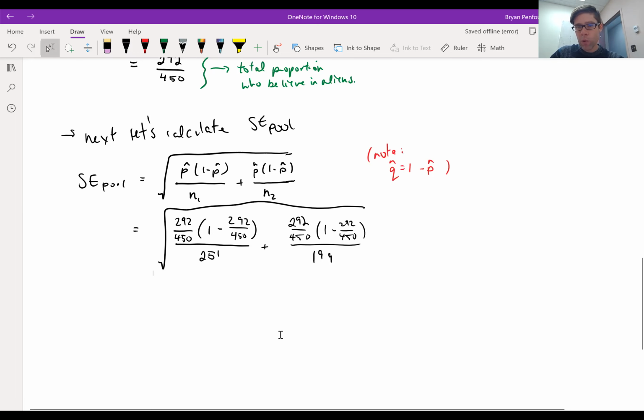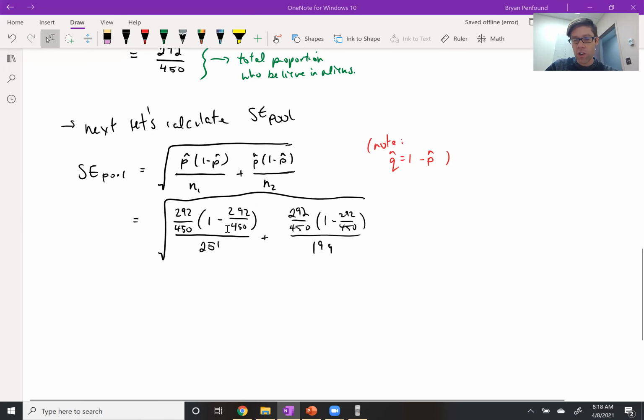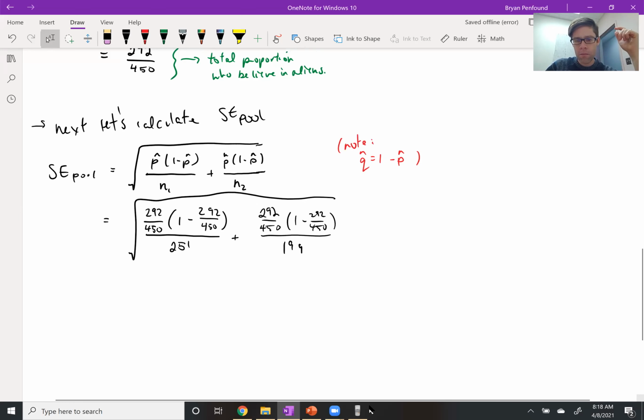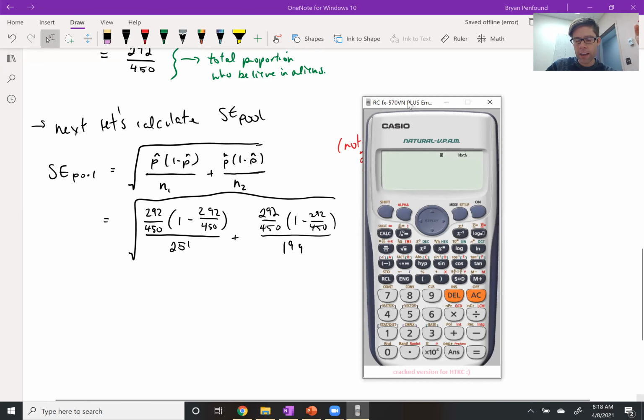This is going to be the most annoying step, in my opinion. I know that on the assignment that I gave you, these numbers are a little bit nicer, so you don't have to use fractions like this. And I'm hoping that on the final exam, the numbers are nice too. I'll have to double check.